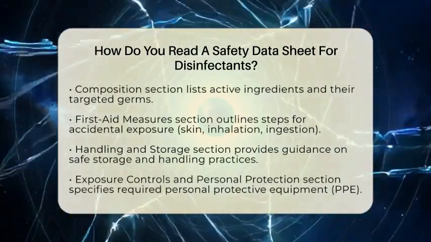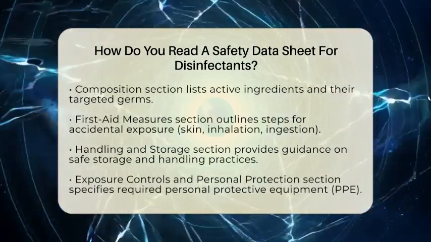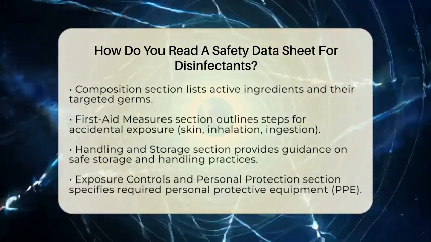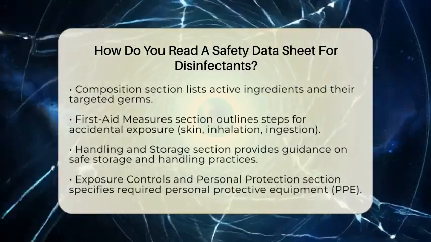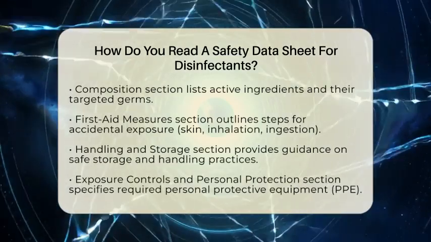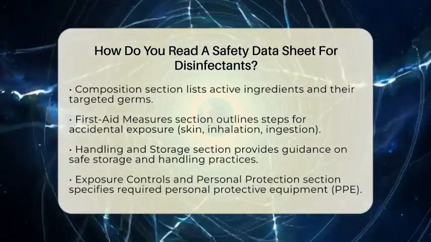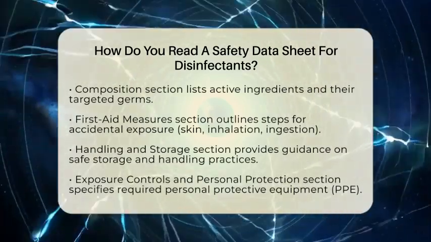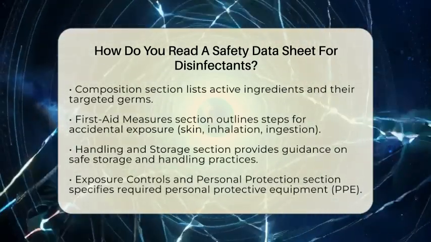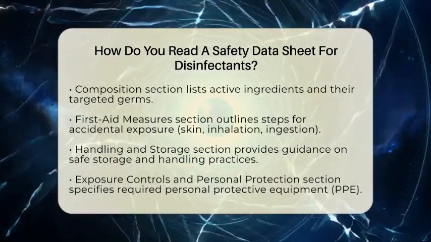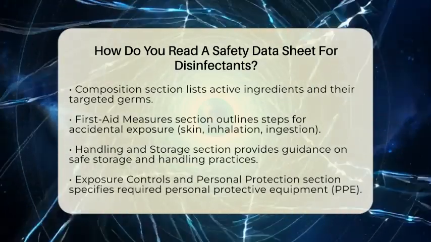Moving on to the composition section, this part lists the active ingredients in the disinfectant. Knowing what these ingredients are helps you understand what germs the product targets and any potential risks involved. The first aid measures section is also critical. It tells you what to do if you accidentally come into contact with the disinfectant. Whether it's skin contact, inhalation, or ingestion, knowing the right steps ensures a quick and effective response to any accidents.